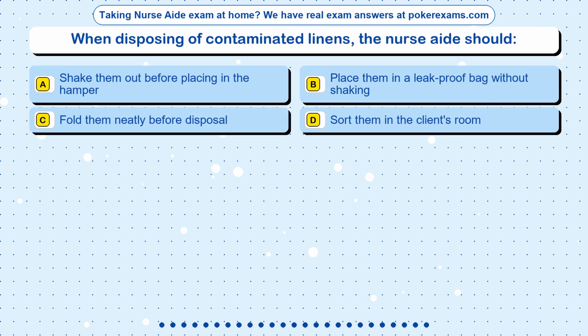Question 24. When disposing of contaminated linens, the nurse aide should: Option A, shake them out before placing in the hamper. Option B, place them in a leak-proof bag without shaking. Option C, fold them neatly before disposal. Option D, sort them in the client's room.